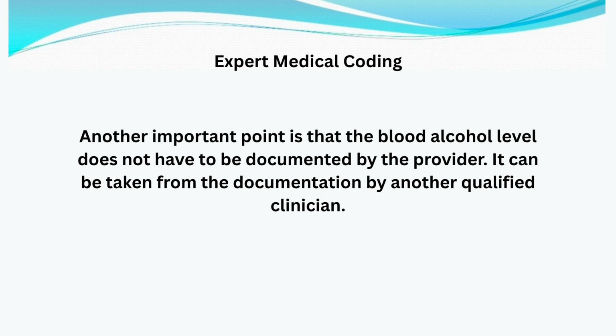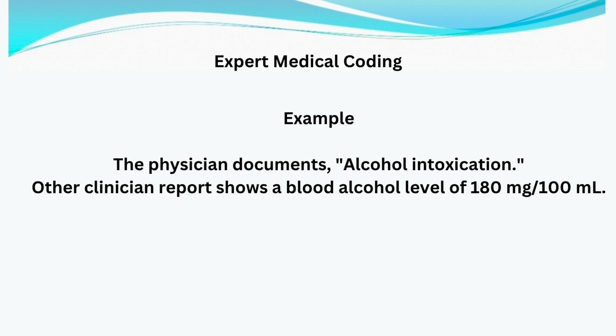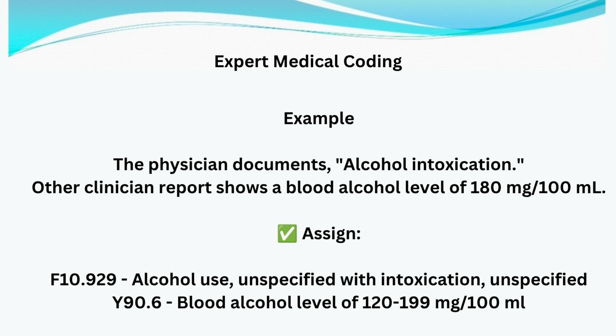Another important point is that the blood alcohol level does not have to be documented by the provider. It can be taken from the documentation by another qualified clinician. However, the F10 alcohol related disorder must be documented by the provider. Let us see an example. The provider documents alcohol intoxication. Another clinician's report shows blood alcohol level of 180 mg per 100 ml. So here we need to assign F10.929 alcohol use unspecified with intoxication, unspecified code first, and then Y90.6 blood alcohol level of between 120 to 199 mg per 100 ml.